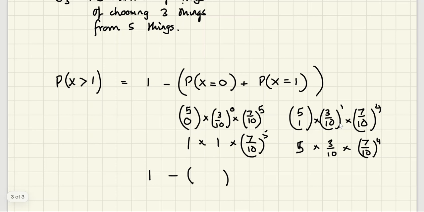Why is it to the power of 0? Because I get none of them. So if you think back to tree diagrams, the tree diagram would be red, blue, and so on. If I'm choosing the probability that x is 0, that is blue, blue, blue. That's 7 over 10 times 7 over 10 times 7 over 10. How many 3 over 10s am I multiplying in that line? None. I would just have 5 7 over 10s.